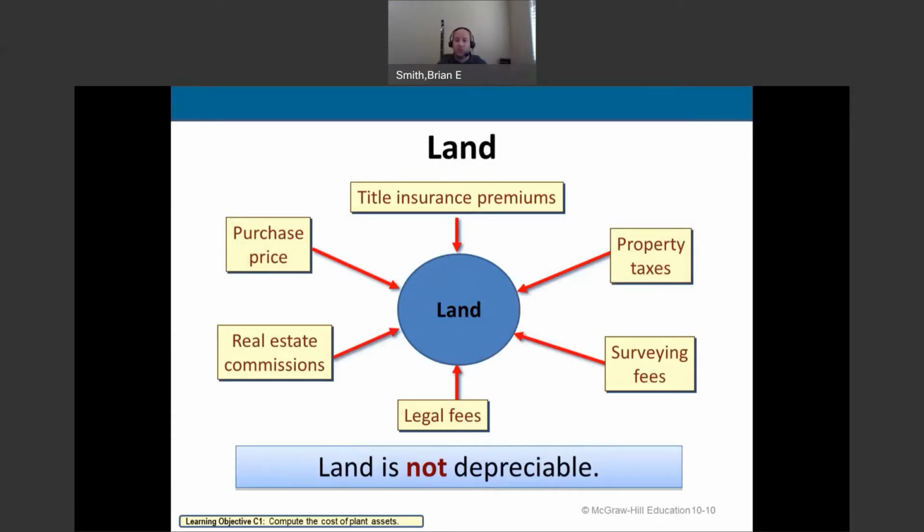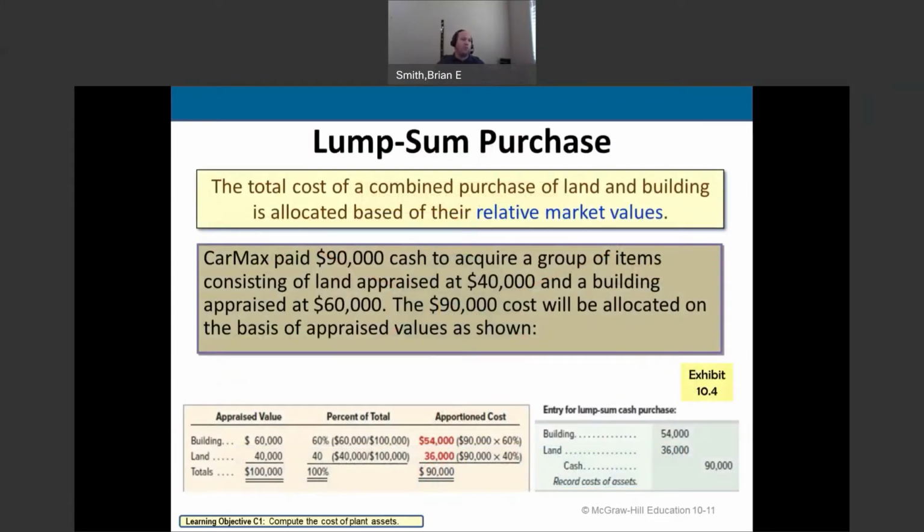And so what you do is you test it if something like that were to happen for impairment, and then you write it all off at that point if that's the case. But otherwise, it's understood or expected that land is never going to go bad. That's why we don't depreciate land. So what if we buy, like when you buy a house, the land underneath the house and the house itself? What do you do in this situation?